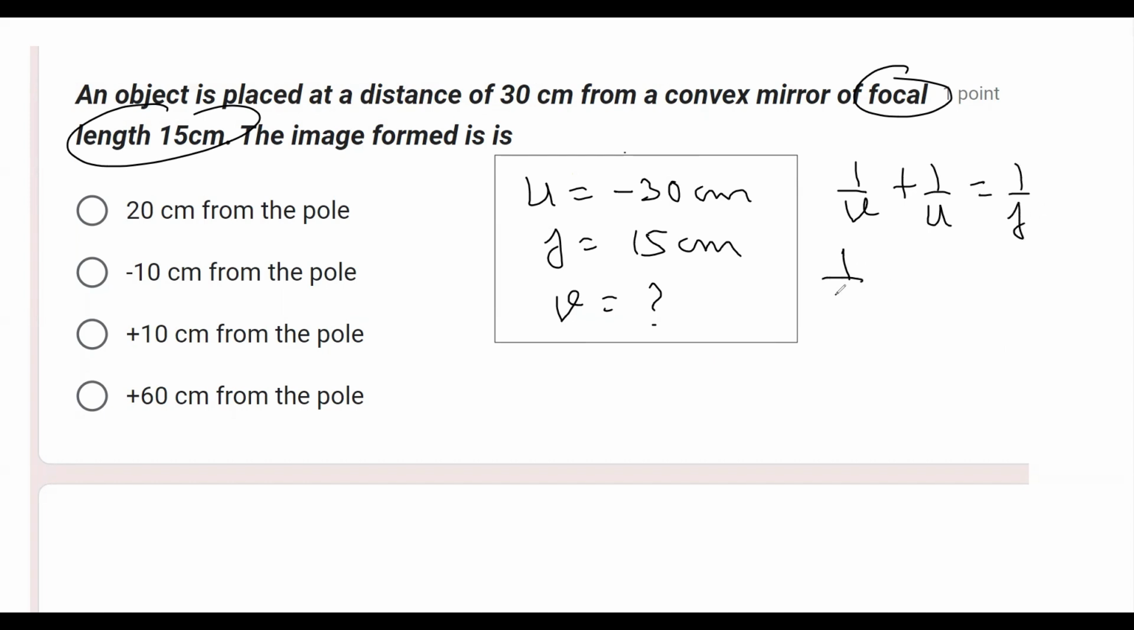So v is missing, so I'll keep it v. And this is minus 30. So plus minus is minus. We don't write minus in the denominator. Is equal to 1 over 15 centimeter.